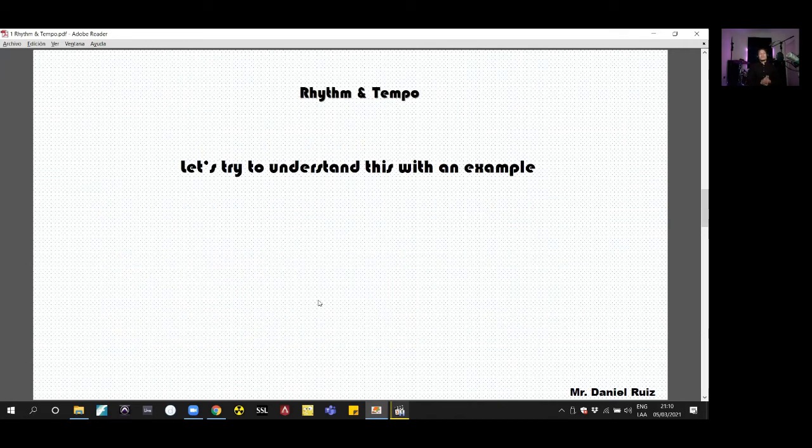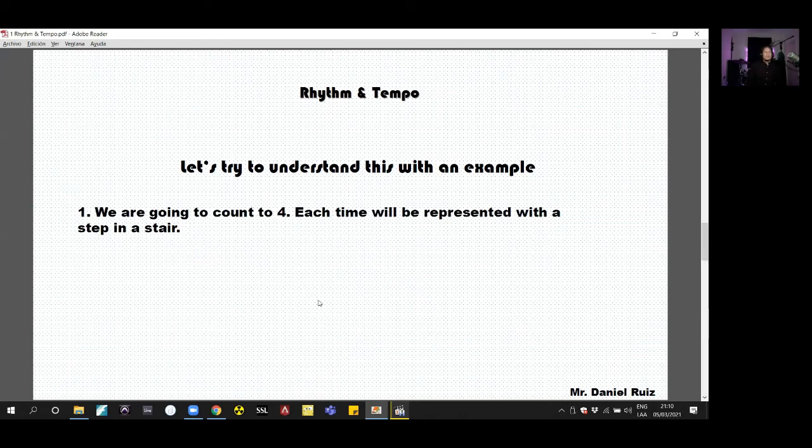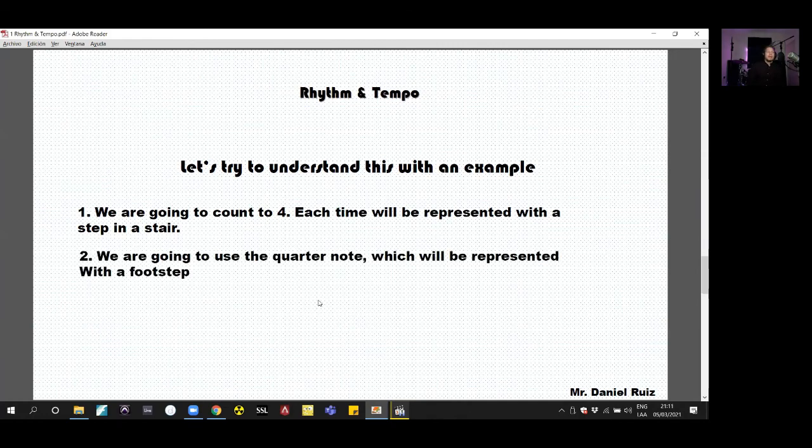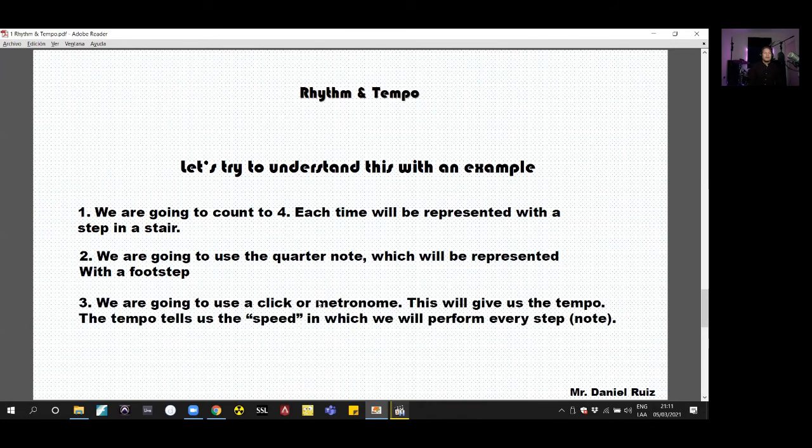Now, let's try to understand this with an example. First, we're going to count to four. Each time will be represented with a step in a stair. Second, we're going to use quarter notes, which will be represented with footsteps. And third, we're going to use a click or metronome. This will give us a tempo. The tempo tells us the speed in which we will perform every step or note.